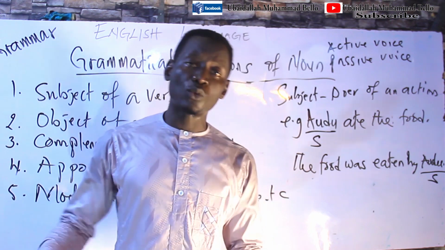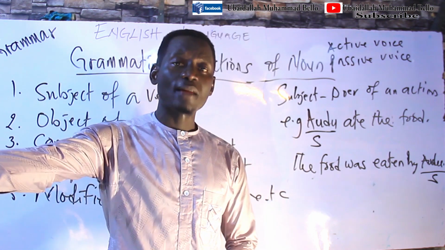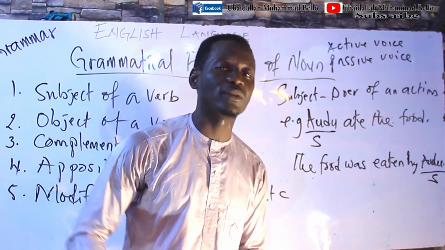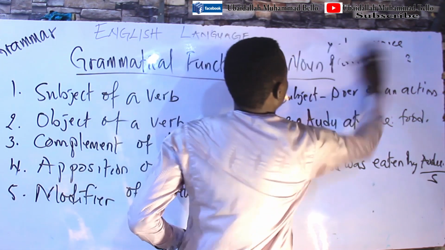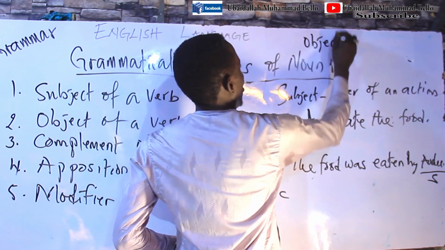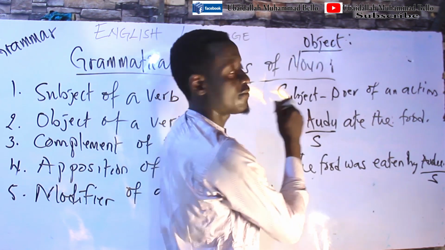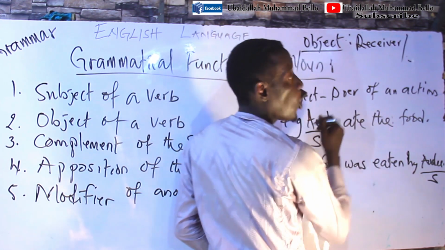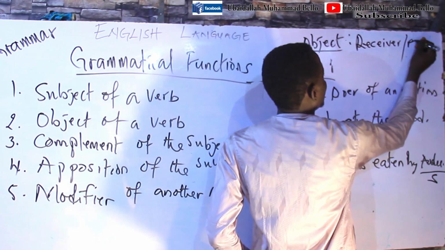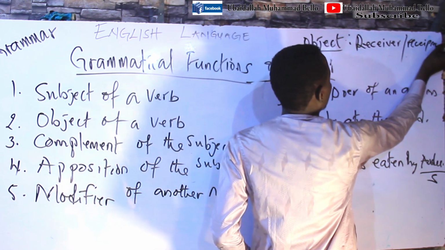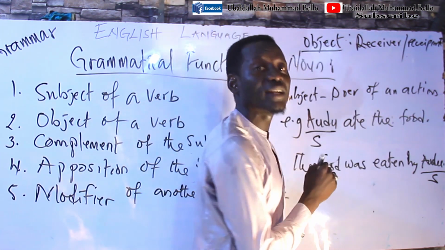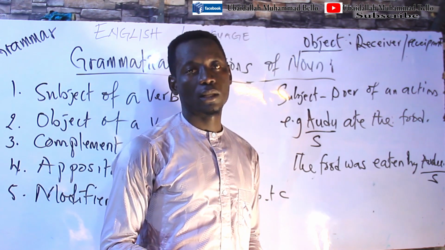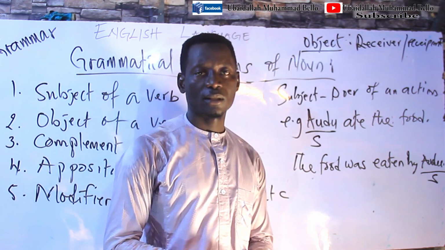It is expected that when somebody does something, another thing or another person receives the action. So the receiver now, object, right? Object of the verb. Object means receiver or recipient. Receiver or recipient of that action being performed by the subject is what we call object of that action.